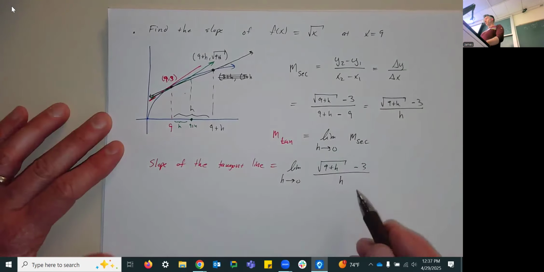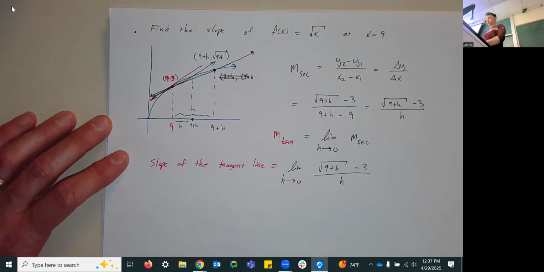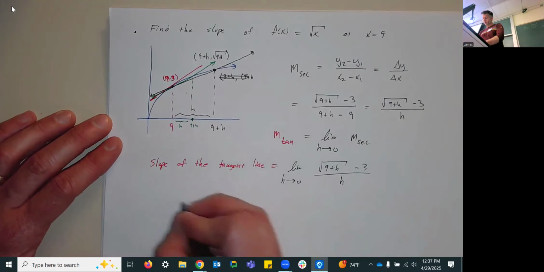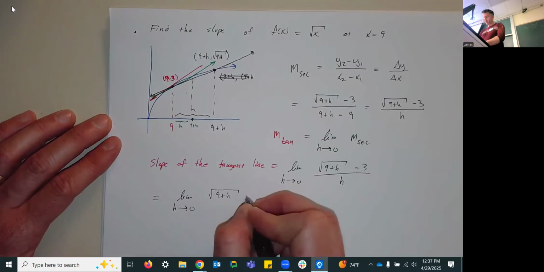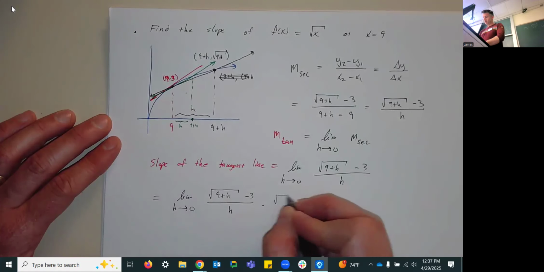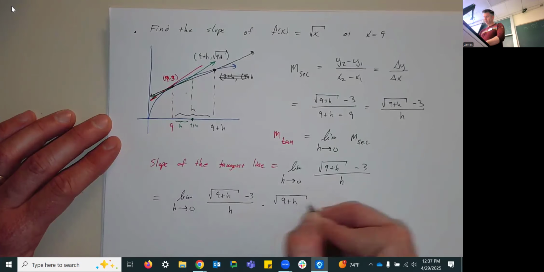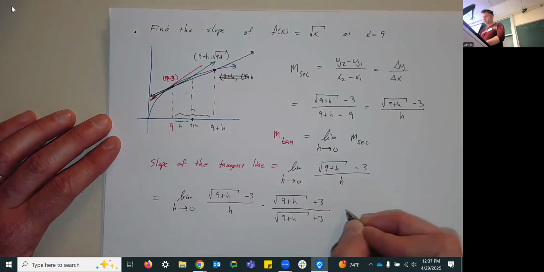So to deal with this, well, let's see, I see a square root, so I'm going to multiply the top and bottom by the conjugate. So we're going to rewrite this as being equal to the limit as h approaches 0 of the square root of 9 plus h minus 3, over h, times the square root of 9 plus h plus 3, over the same square root of 9 plus h plus 3.